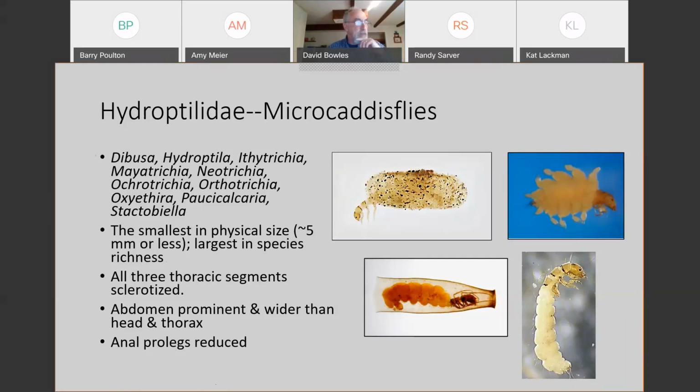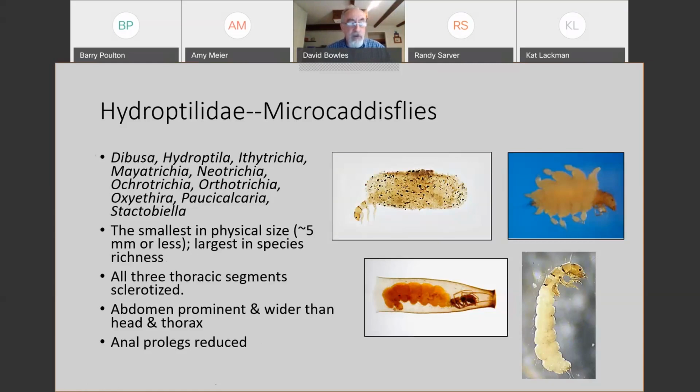And you can see some of the body forms here. The first thing you'll notice is that they're very small, usually less than 5 millimeters as larvae, even smaller. But they're also the largest in species richness. When I was an up-and-coming student, everybody knew that the largest family species-wise was the Limnephilidae. And then some workers, mainly Steve Harris, and then later myself and a colleague, Mike Mathis, began working on these things, and we described a lot of species. And now the Hydroptilidae is by far the largest family diversity-wise in North America, if not the world.